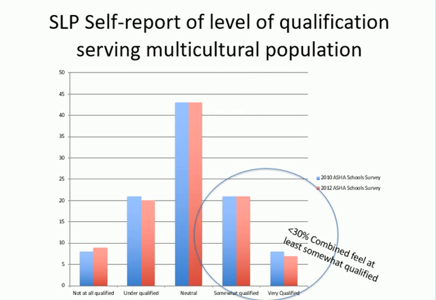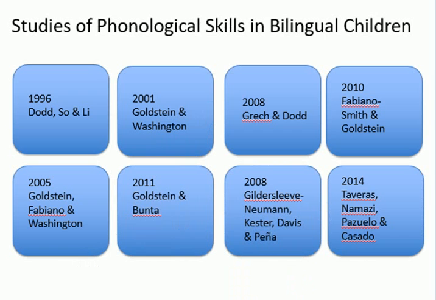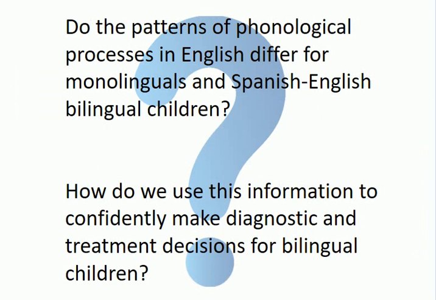Less than 30% of speech pathologists reported being confident serving children from diverse backgrounds. Just a small number of studies have been conducted on phonological skills and bilingualism, but their results vary widely because of the different languages they studied, different ages of the kids, and different levels of bilingualism. Yet, here's what we want to know. Do the patterns of phonological processes in English differ between monolingual and Spanish-English bilingual children? And how do we use this information to confidently make diagnostic and treatment decisions?